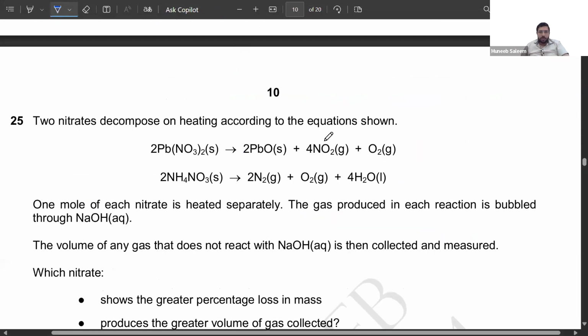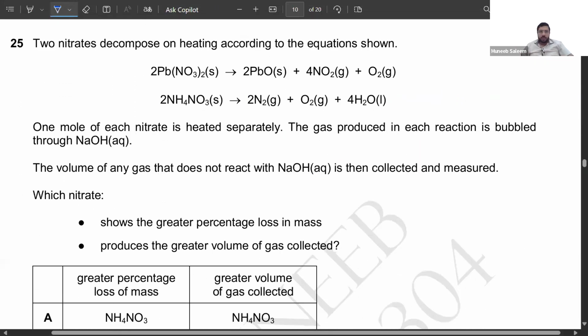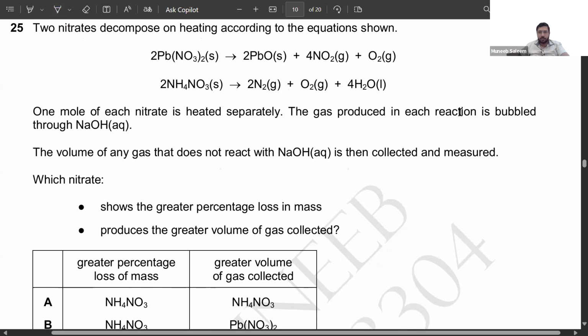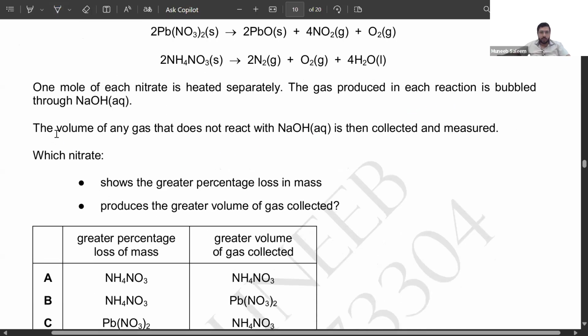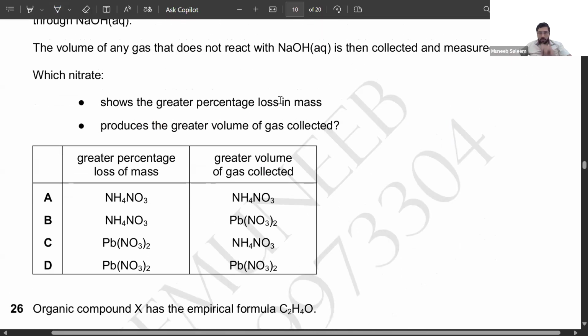Now the next question, question number 25. This question says two nitrates decompose on heating according to the equations shown. So we have these two equations. The first is the decomposition of lead nitrate into lead oxide, nitrogen dioxide, and oxygen, and ammonium nitrate decomposes to nitrogen plus oxygen and water. 1 mole of each nitrate is heated separately. The gas produced in each reaction is bubbled through NaOH. The volume of the gas that does not react with NaOH is then collected and measured. Which nitrate produces the greater percentage loss in mass and produces the greater volume of gas collected?